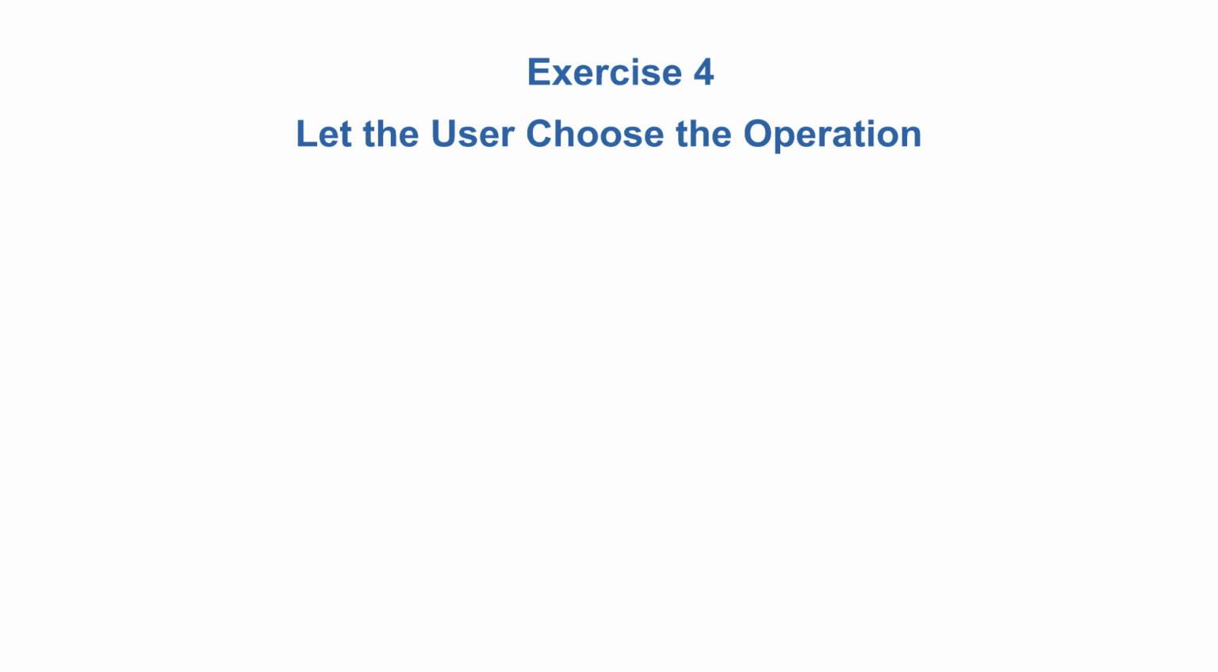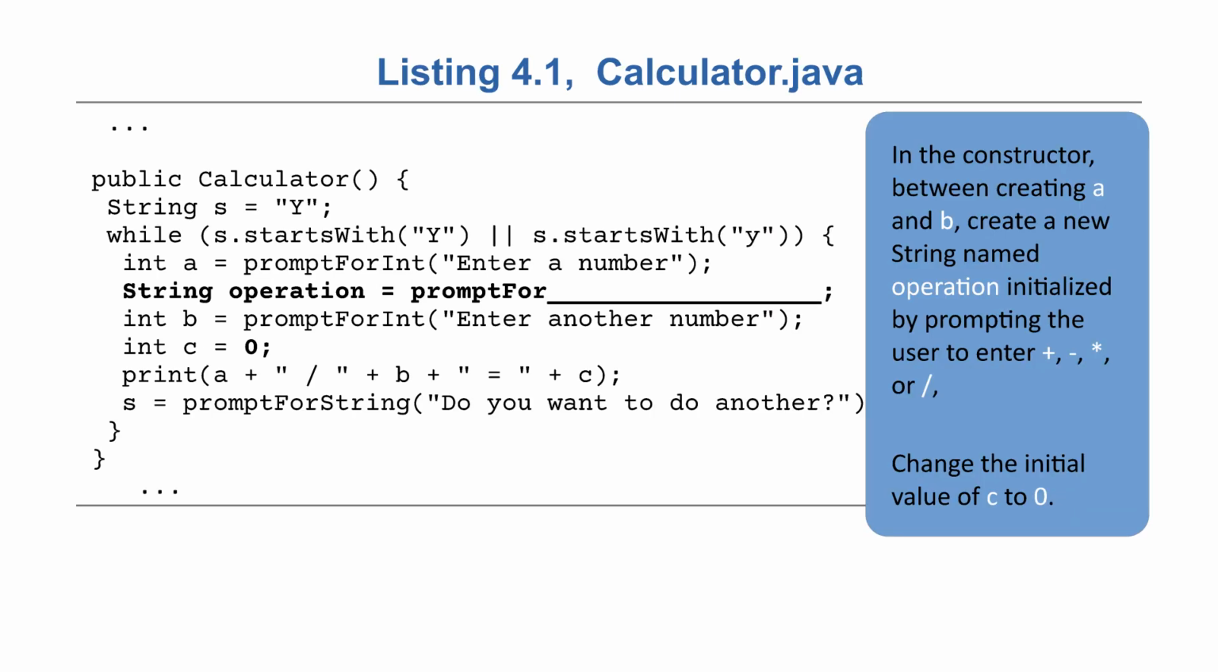Next, let's allow the user to choose the operation. Exercise 4. Let the user choose the operation. In the constructor between creating A and B, create a new string named operation, initialized by prompting the user to enter a plus, dash, asterisk, or /. Then change the initial value of C to 0.